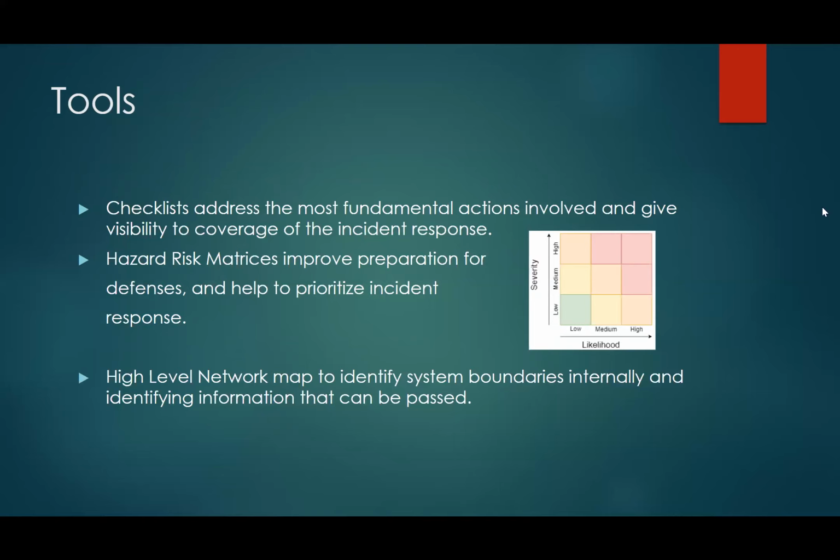The hazard risk matrix right here to the right also helps with developing the incident response plan by knowing where to prioritize the incidents that we want to include in our plan, and also will facilitate for any future incidents how to prioritize between multiple incidents occurring at the same time.